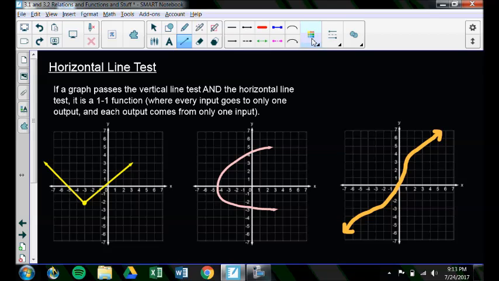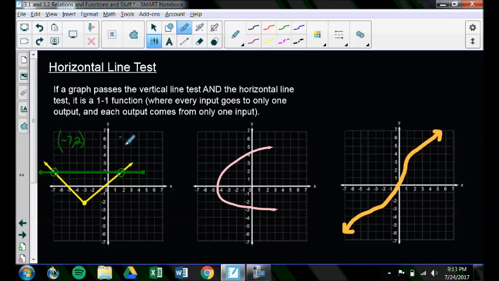Well, if I draw a horizontal line test, I can see that I'm crossing this here and here. I have the points -7, 2, and the point 2, 2. Well, the output 2 is used more than once. So this is a function, but it's not a 1-to-1 function.